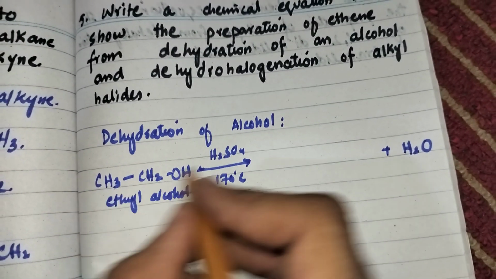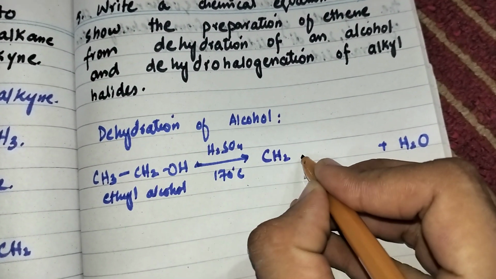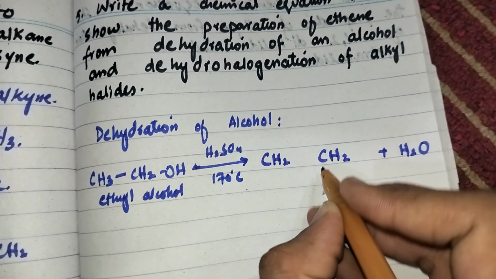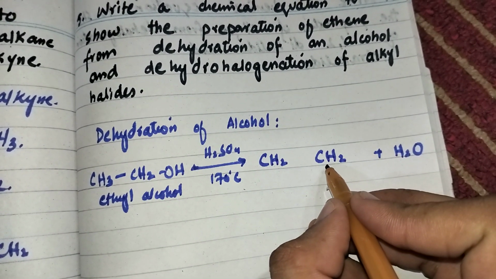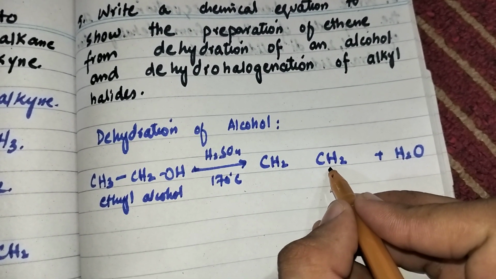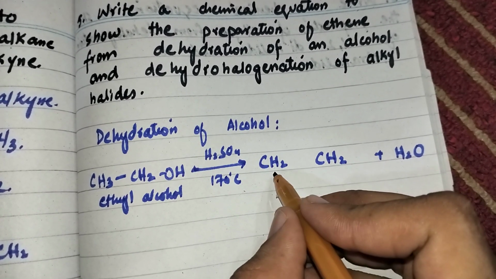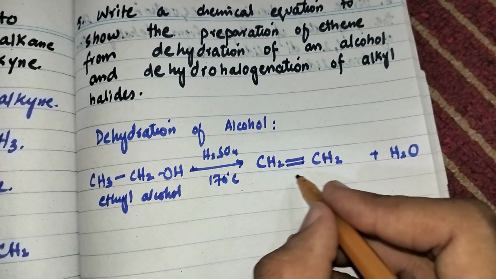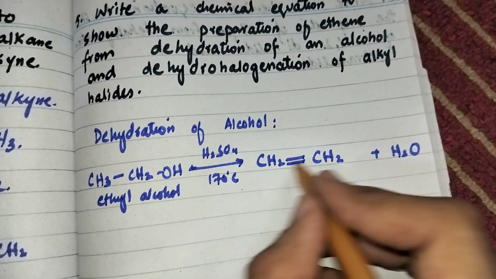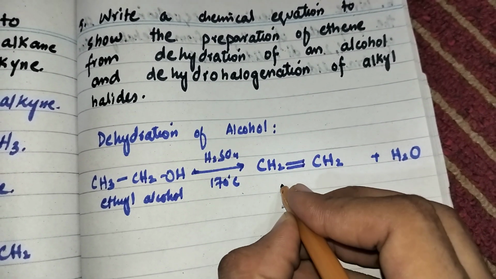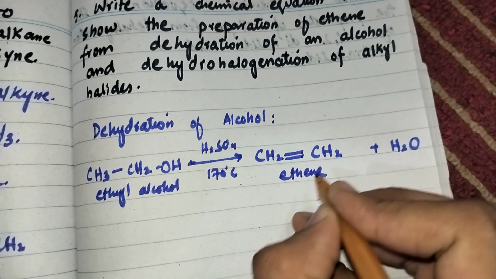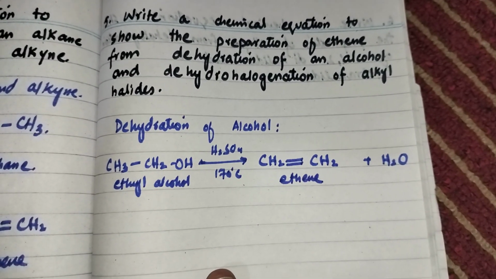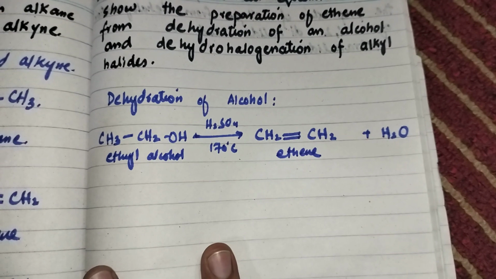So the remaining will now be CH2 and CH2, and the valencies which were freed by removing OH from this carbon and H from this carbon make another bond between carbon and carbon. So now there will be a double bond between carbon and carbon. So it is now ethene. So ethene is prepared by dehydration of alcohol.